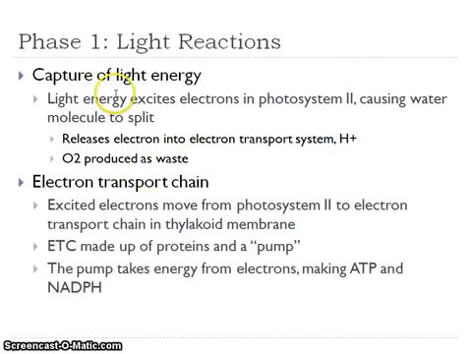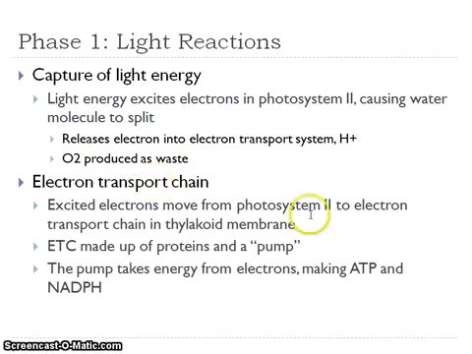So in our light reactions, we're capturing all of our energy, and we're using this light energy to excite electrons in the photosystem II, causing water molecules to split in half. When we're splitting water molecules, we're getting two different products. We are releasing oxygen, which is a waste product, and we're also getting electrons in the form of hydrogen molecules. These hydrogen molecules are going to travel along to something called the electron transport chain.